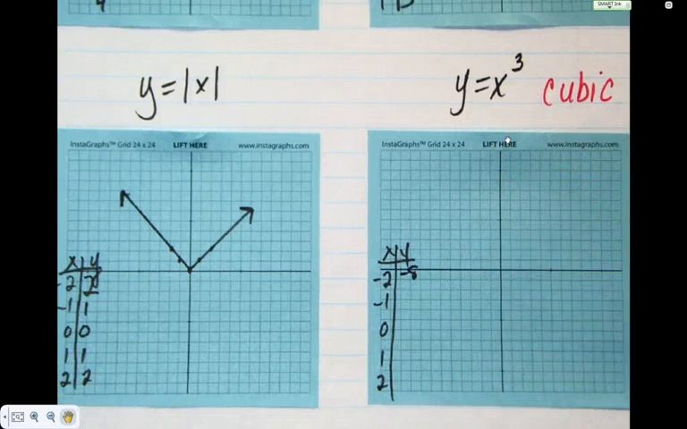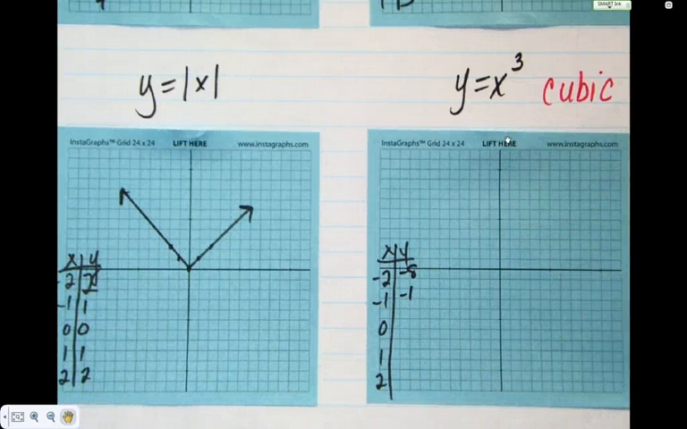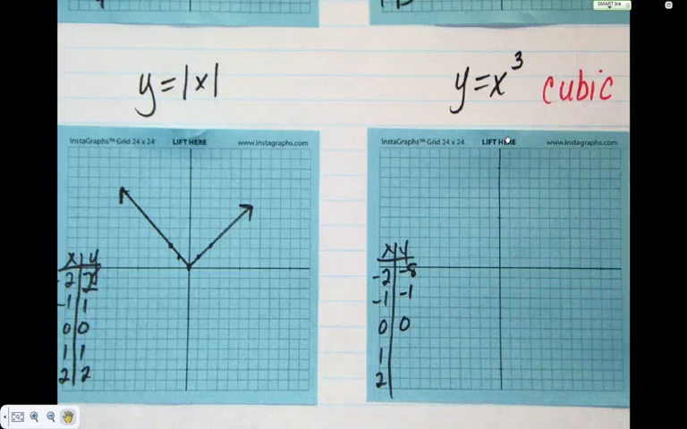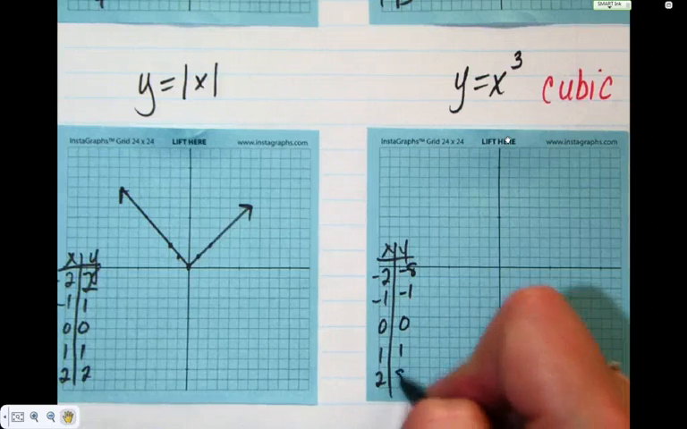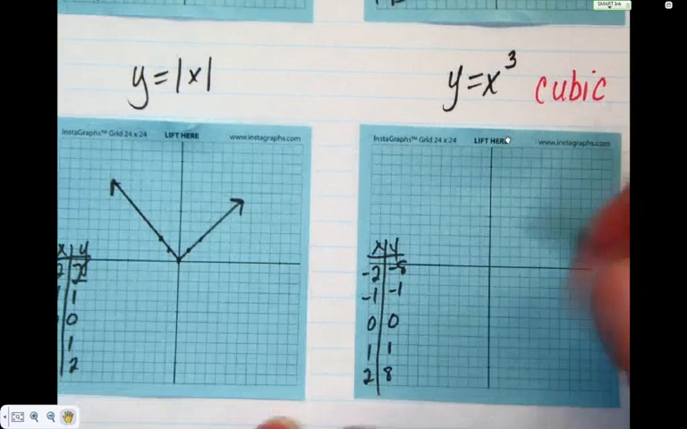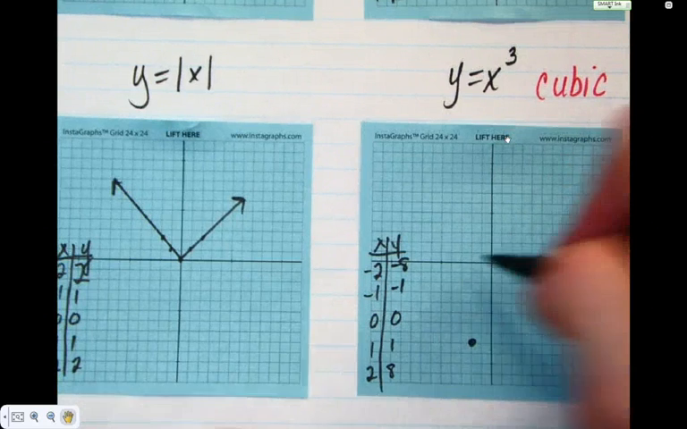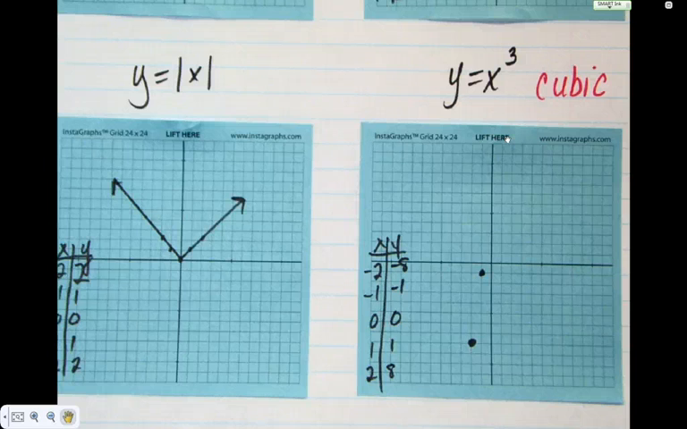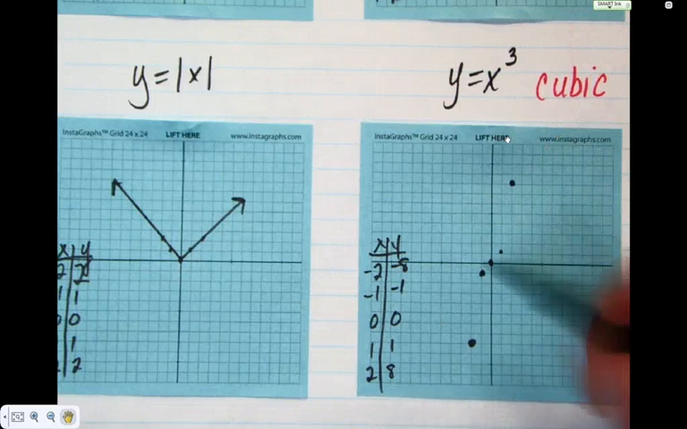-8. -1 cubed, so -1 times -1 times -1. 0 cubed, so 0 times 0 times 0. 1 cubed. 2 cubed. Okay, plot the points. So -2, -8; -1, -1; 0, 0; 1, 1; and 2, 8.